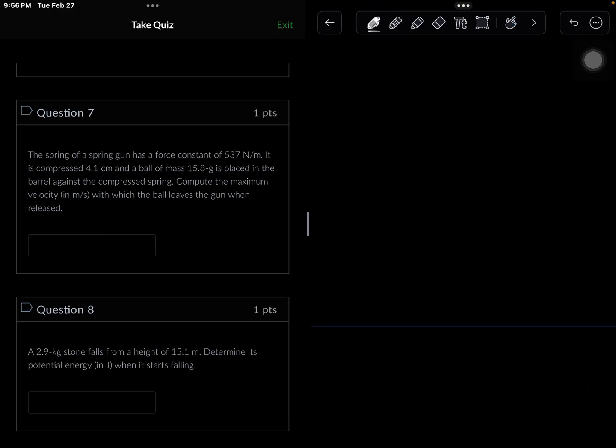Question 7 is a spring question. These ones are fun. Remember the formula 1/2 k delta x squared, or displacement squared. K being your coefficient of elasticity, I believe, normally used for elasticity. Okay, so directly plug this in. Make sure that when you do the distance, for example, this is 4.1 centimeters, do not plug in 4.1.